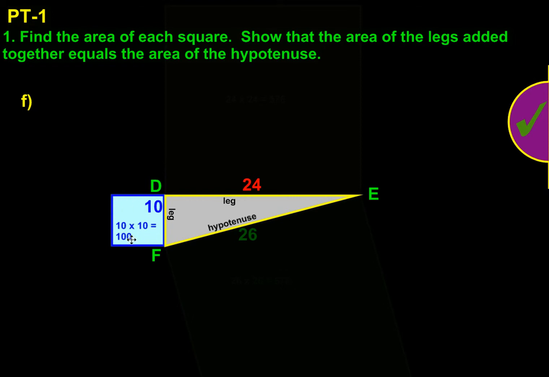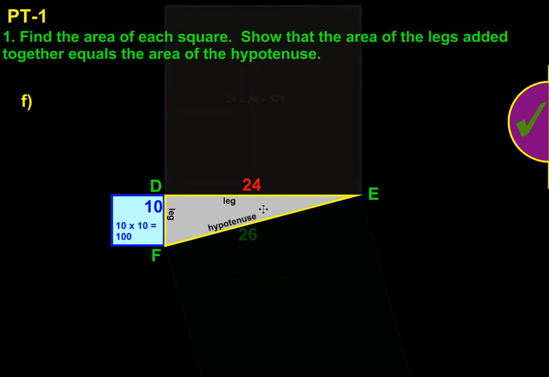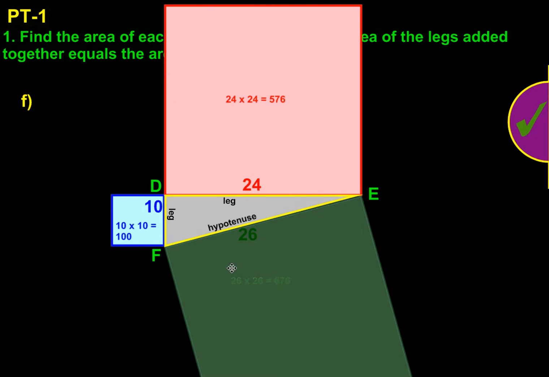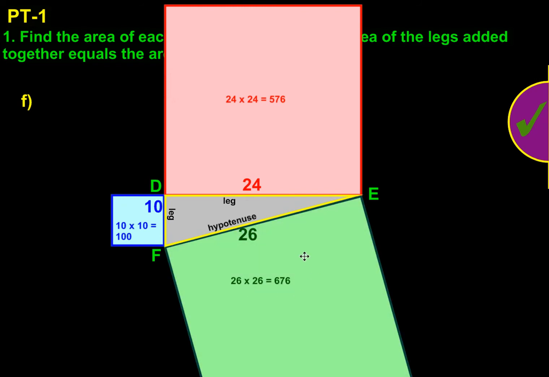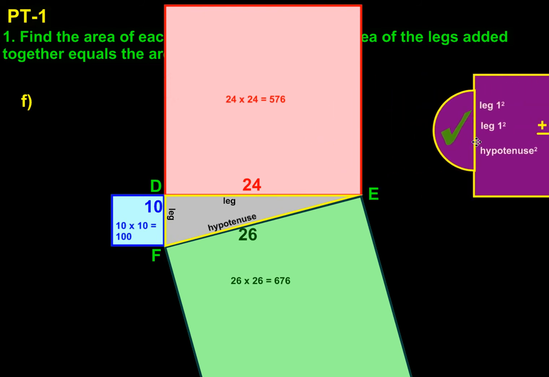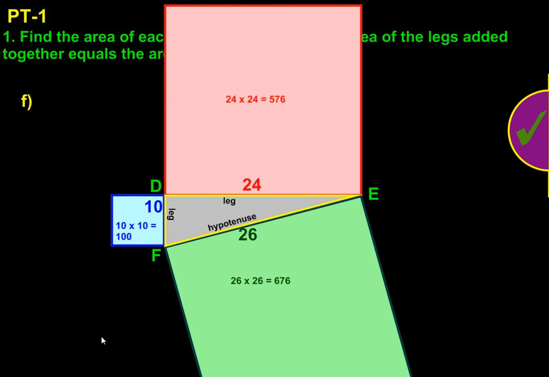So 10 times 10 is 100. Now we're going to find the area of a square that's 24 by 24, which is 576. Technically, if we add these two together, it should give us the area of this box, which is 26 by 26, 676. We can check ourselves by adding these two up. So we have 576 and 100, which does in fact equal 676. So by doing that, we have proven Pythagorean's theorem.